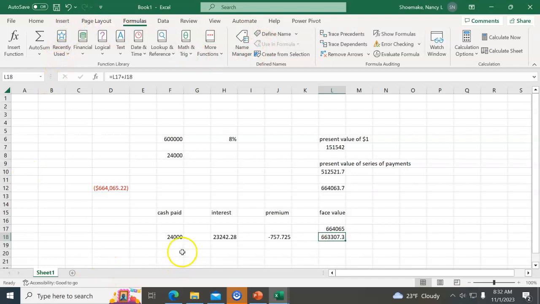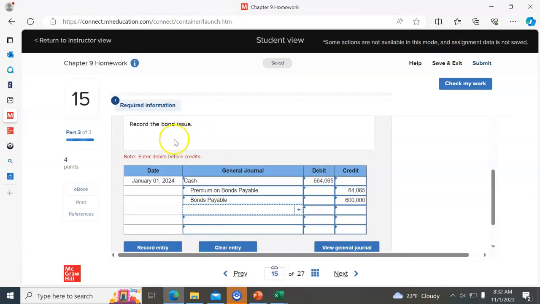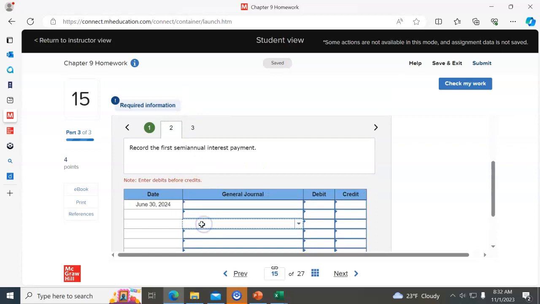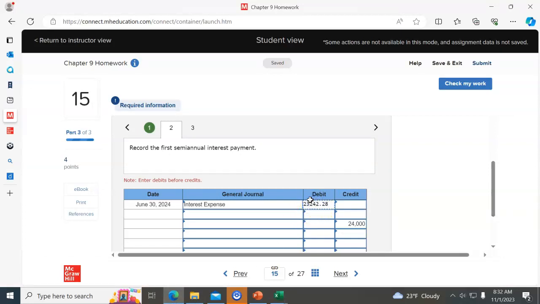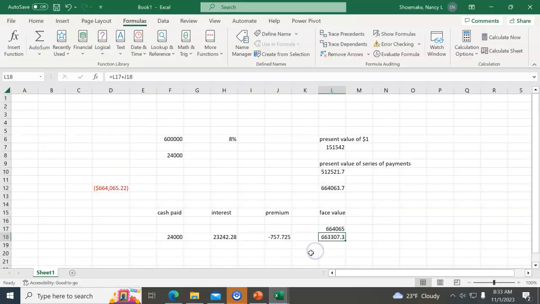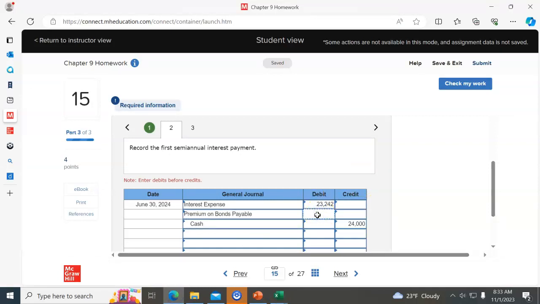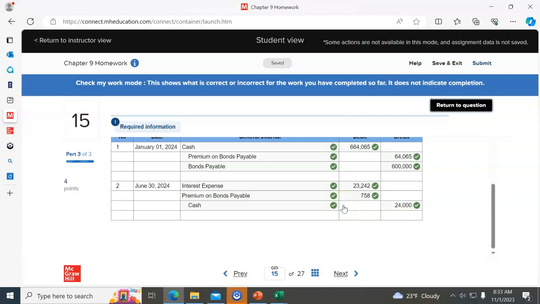Yes? So the first journal entry will show interest of 23,242.28. The cash is 24,000. The interest expense is 23,242.28, right? And the premium on bonds payable is 757.73 or 758. Does that make sense, guys? What we're doing? Yes? No?